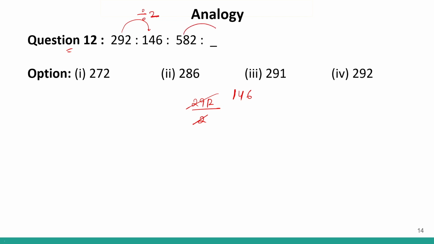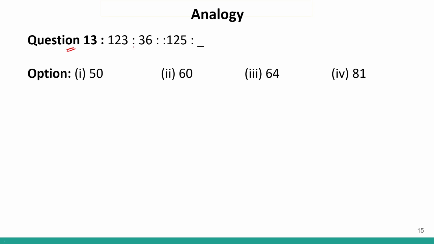So, we'll do the same thing in the second pair. We'll divide it by 2. So, 582 divided by 2. How much will I get? 2. 2 times will give me 4. 1 will be carried. 9 times will give me 18 and 1 time will give me 2. So, 291 will be the answer, which is given in option number 3. So, option number 3 will be the correct answer to this question. Clear? Moving on to question number 13, we have 123 and 36 and 125.